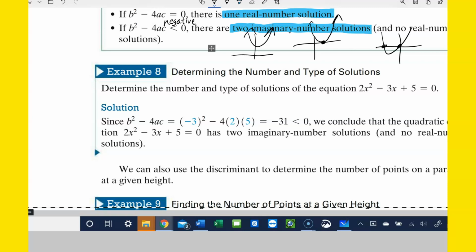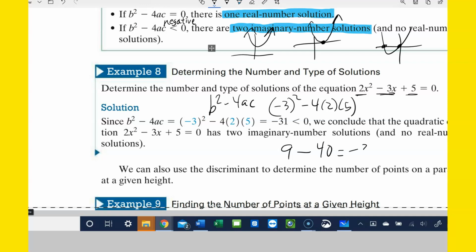So we're just doing b squared minus 4ac, where the b is negative 3, the a is 2, and the c is 5. So negative 3 squared minus 4 times 2 times 5. So that's 9 minus 4 times 2 is 8. 8 times 5 is 40. So that's going to be 9 minus 40 is negative 31.